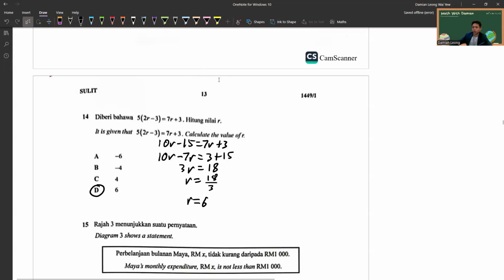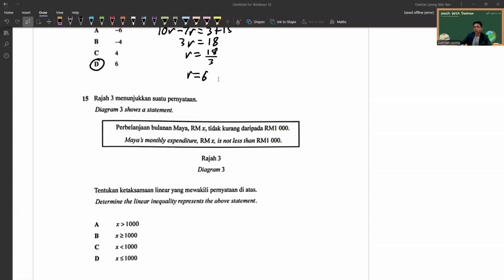Okay. Then question 15. Determine the linear inequality that represents the statement here. Maya's money expenditure, RMx, is not less than 1,000 ringgit. Not less means it can be more or it can be equal. So it's more than or equal to the 1000. So answer B. Okay, it's a very simple linear inequality that we have to form.